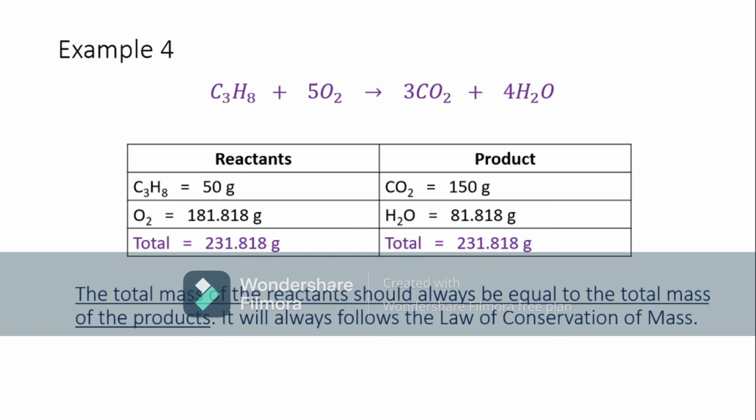Okay? So, checking. So, 50 grams for C3H8. O2, this is 181.818 grams. Then, a total of 231.818 grams, total ng reactant side. Then, for the CO2, this is 150 grams. Then, for the H2O, this is 81.818 grams. So, add these two, we will also have 231.818 grams. Since pareho silang dalawa, therefore, it follows the law of conservation of mass. So, tama yung nakuha natin na sagot sa O2, CO2, and then H2O. Okay, I hope that's clear in terms of the computation.